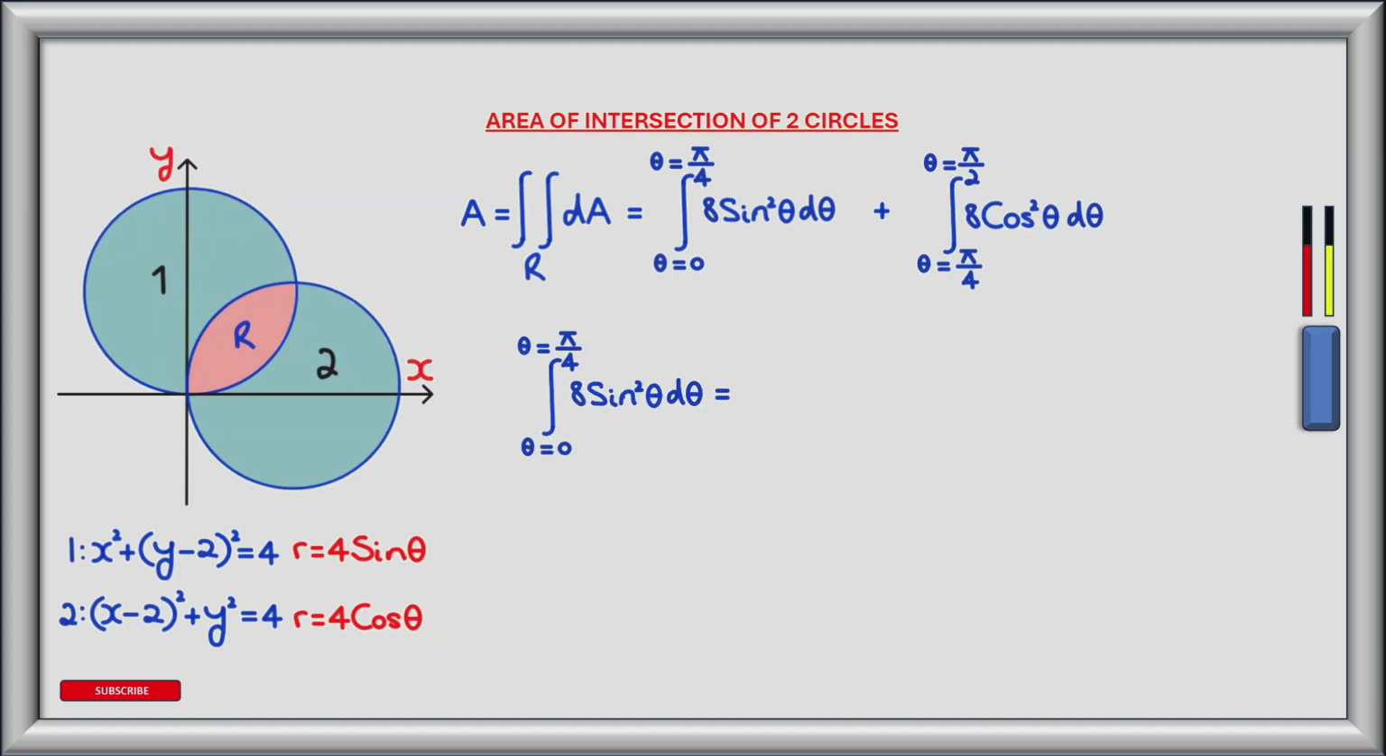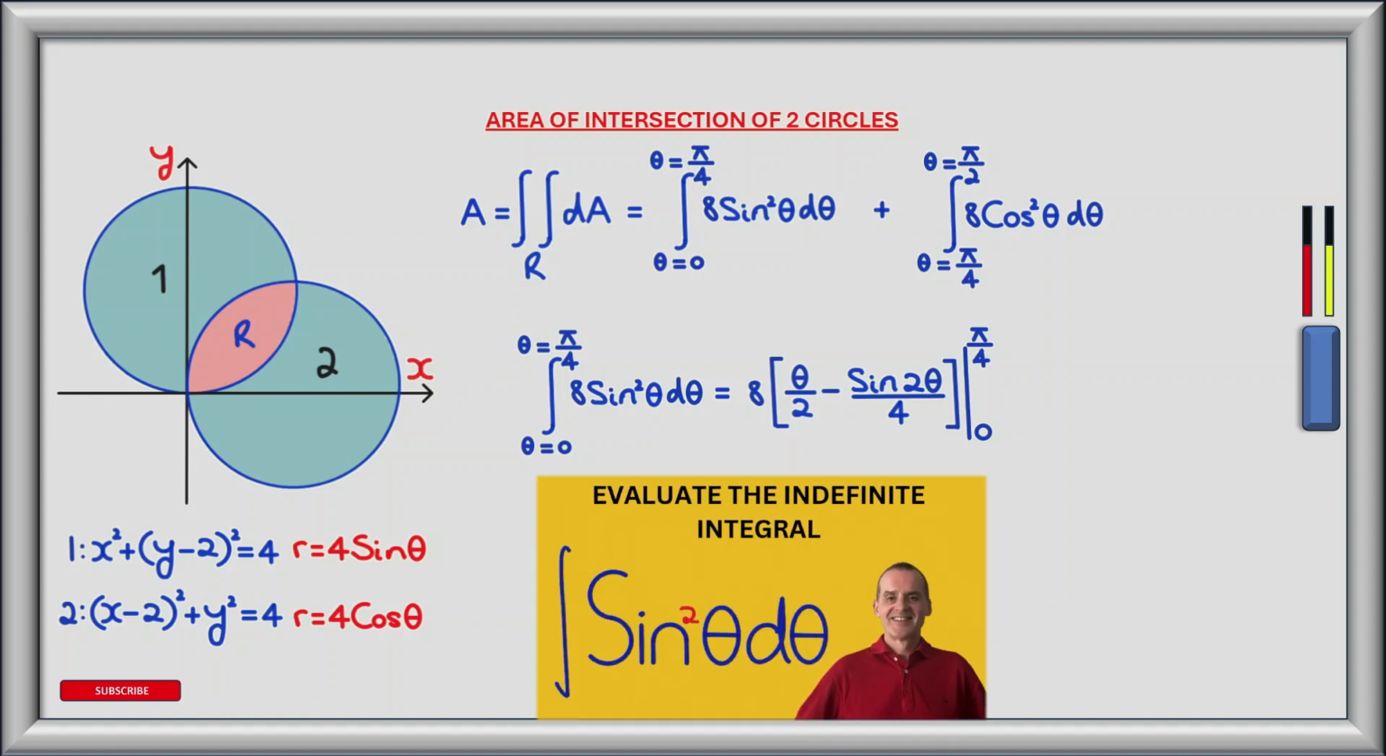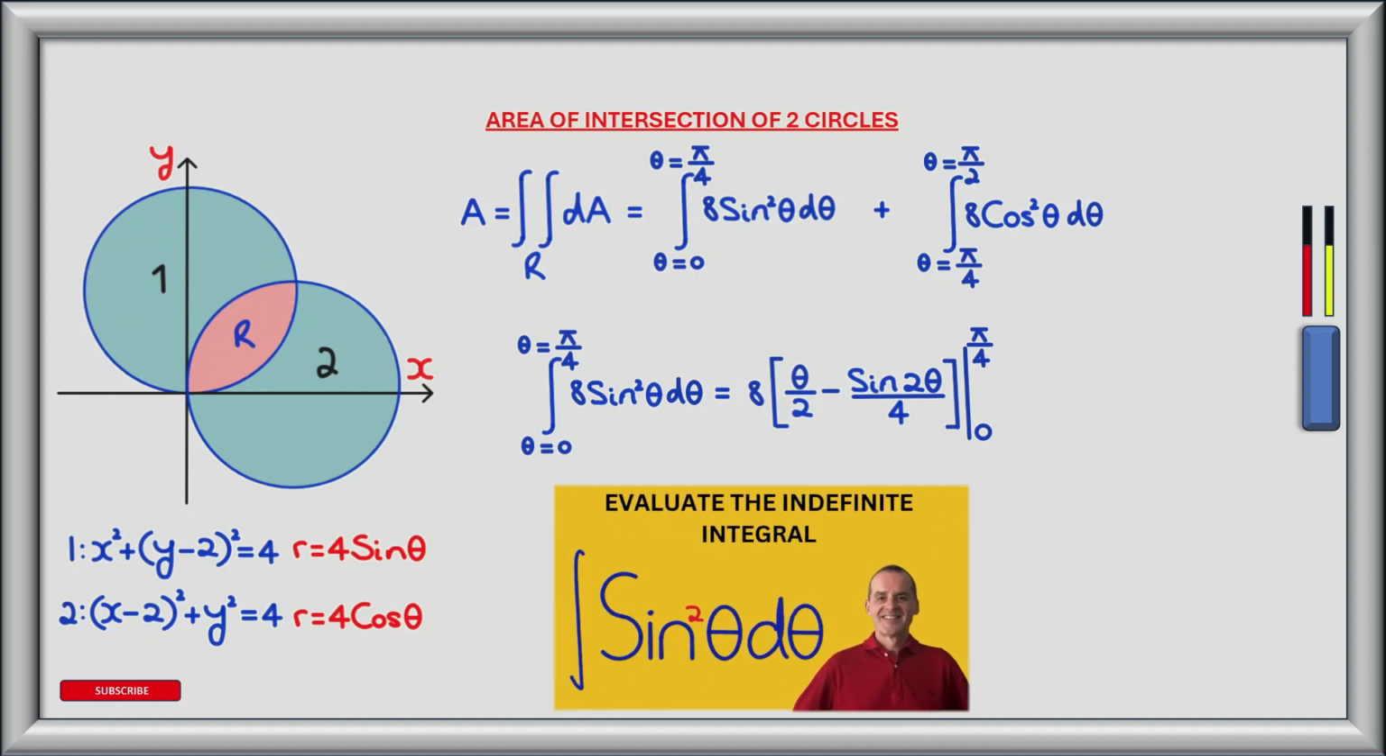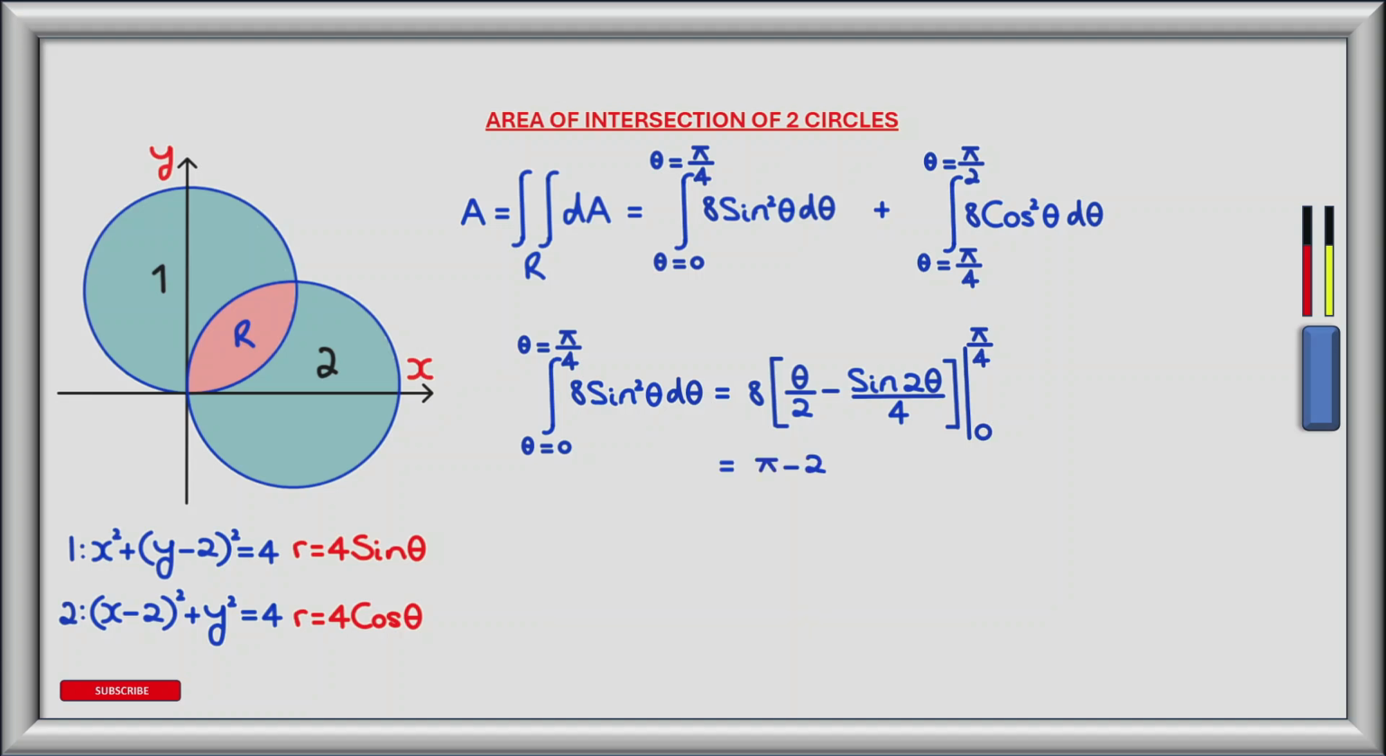And now moving on to the outer integrals. The first of these is the integral from theta equals 0 to theta equals pi by 4 of 8 sine squared theta d theta. And the antiderivative of this is 8 into the bracket of theta divided by 2 minus sine 2 theta divided by 4. And if you'd like to know how I evaluated the integral of sine squared theta d theta, please see this video here. And when we plug in the values of theta, this evaluates to pi minus 2.